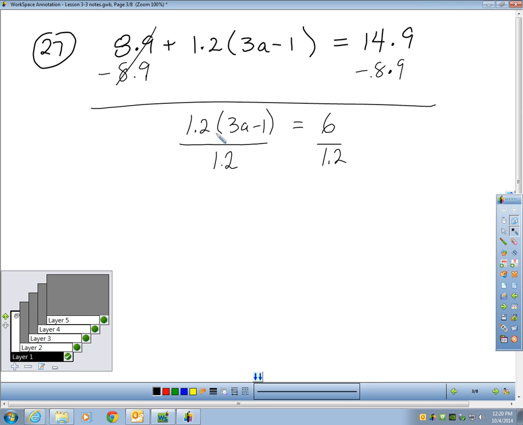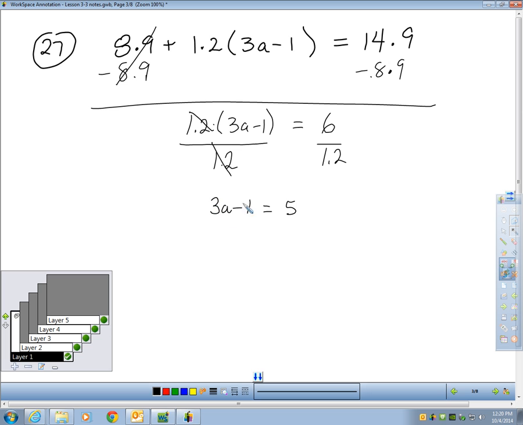Okay, so times 1.2 and divide by 1.2 cancel out. I have 3a minus 1 on the left. 6 divided by 1.2 is 5 on the right. Well, I don't know if I even have to talk about the onion anymore. You can see I have 2 layers left.